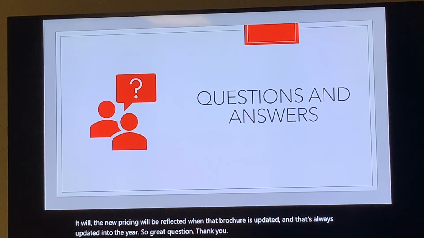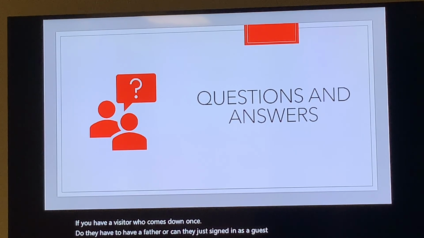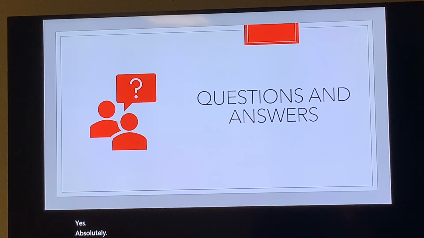If you have a visitor who comes in once in a blue moon, do they have to have a fob, or can they just sign in as a guest and come ring your doorbell? Yes, absolutely. Can I get an extra fob for my daughter? She comes. Yes. All right.